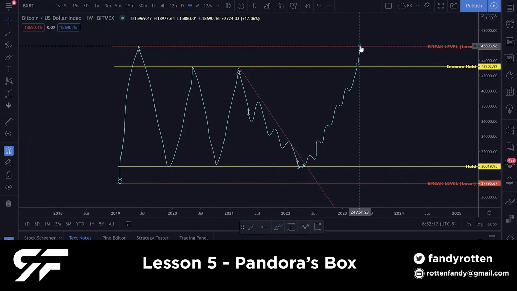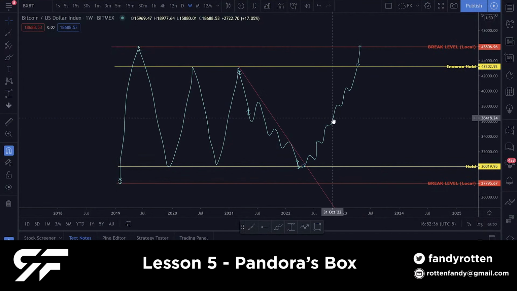So the moment it actually touches this, or ideally even goes above this, that's when we can say that, okay, it's out of the box. It has broken out of one small box, a local box, or Pandora's box, and has entered into a bigger Pandora's box, right? A global or legacy Pandora's box.